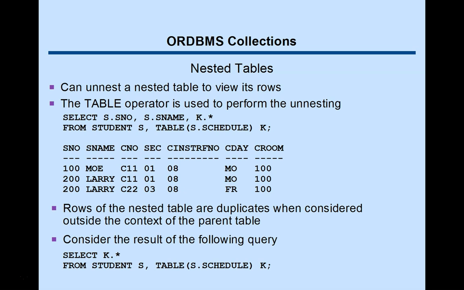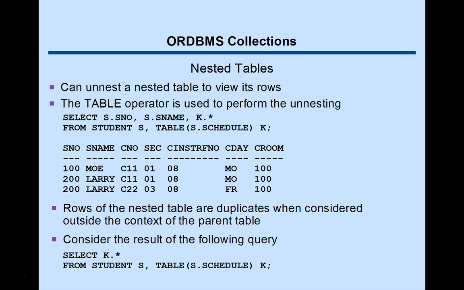The result of this unnesting would be a single row for Mo, because he registered for a single class, but 2 rows for Larry, because Larry has registered for 2 classes. The nested table contained 2 rows. Each of those rows is joined with, or concatenated with, the information about the student number of 200 and the student name of Larry.